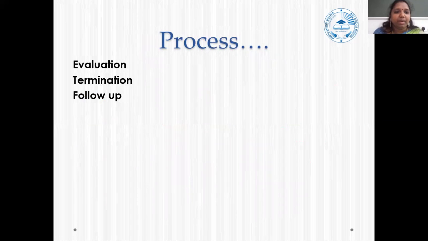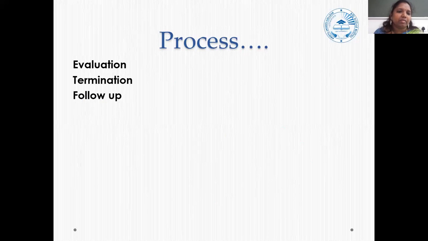After giving a treatment, there are three steps involved, starting with evaluation. Once the treatment is given or the intervention is provided to the client, the caseworker should make an attempt to evaluate the client's problem and the progression, and then necessary steps need to be taken and followed, to see whether the client is all right in his life situation or not.